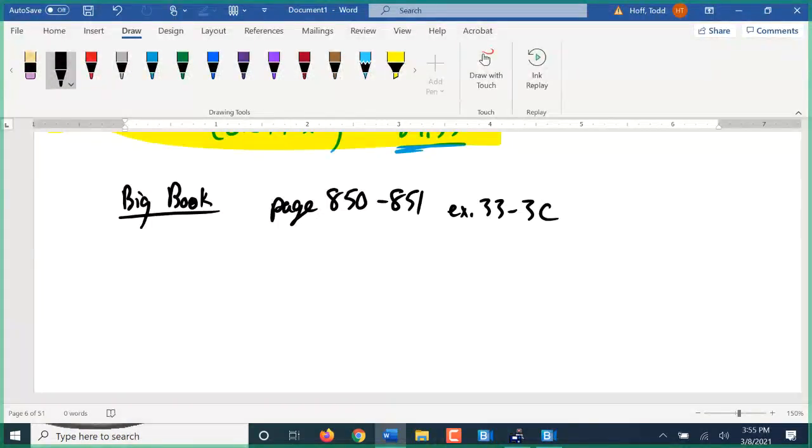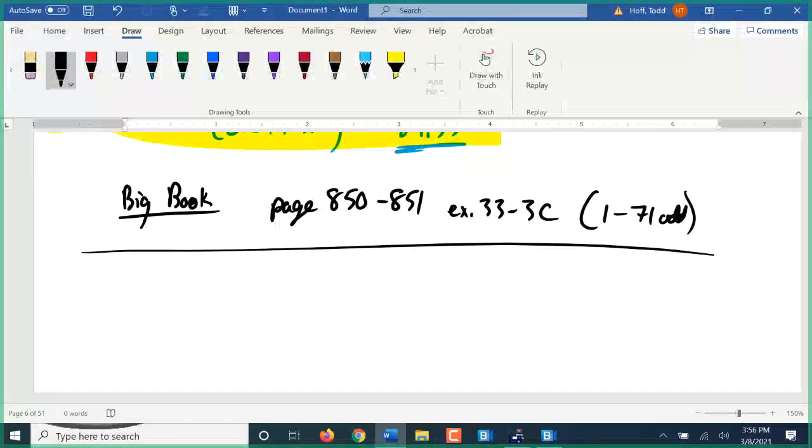So page 850 to 851 in the big book, it's exercise 33-3C. There's a ton of them there, 1 through 71, the odd. That'll keep you busy for a few minutes.